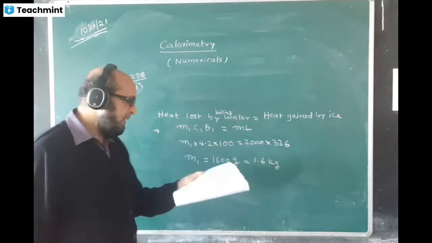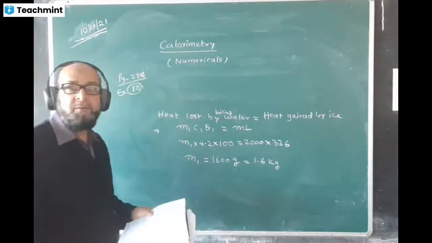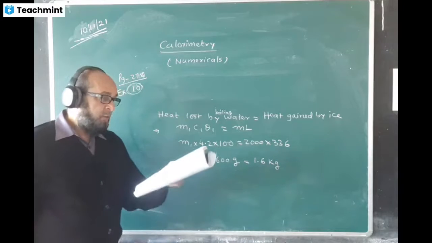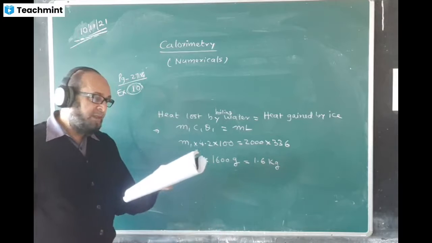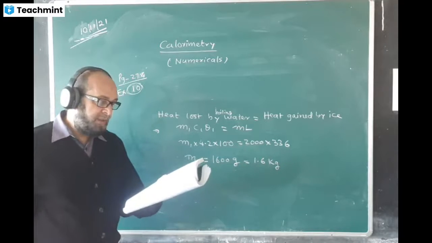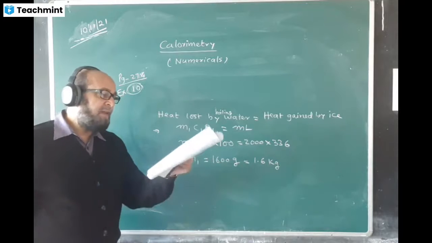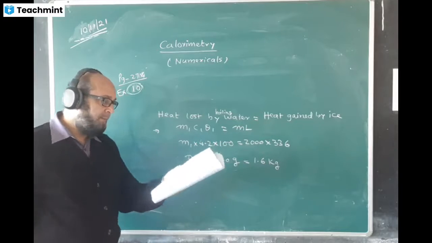Okay, let us do first example 10, then I'll do 11. First we'll do number 10, okay. Question says a cube of ice of mass 30 gram at 0 degrees Celsius is added into 200 gram of water at 30 degrees Celsius. Calculate the final temperature of water when whole of the ice cube has melted.